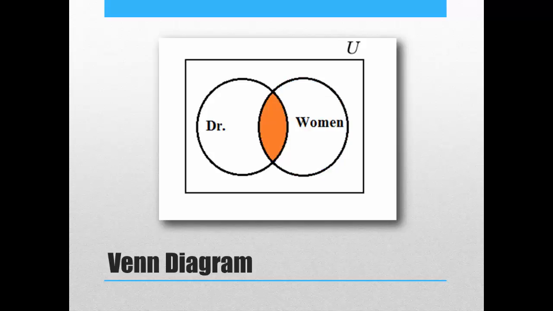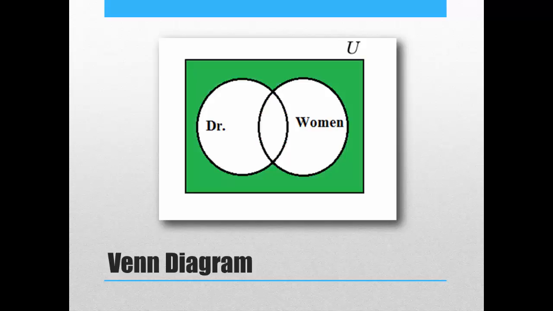Notice in our overlap, this indicates the set of all women that are doctors. Notice the orange region is shared by both sets. This is typically stated with an AND statement. The overlapping region consists of all members that are doctors and are women.